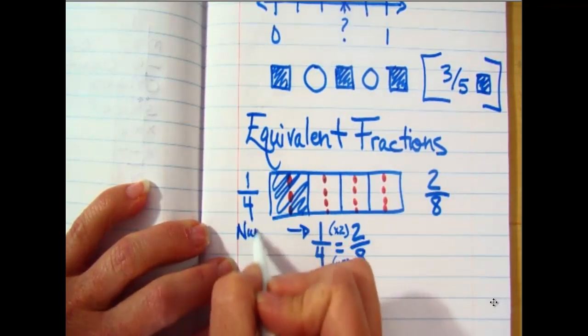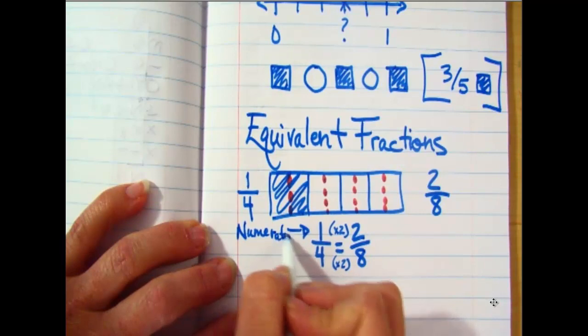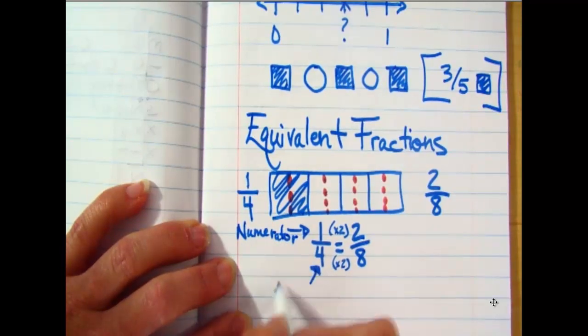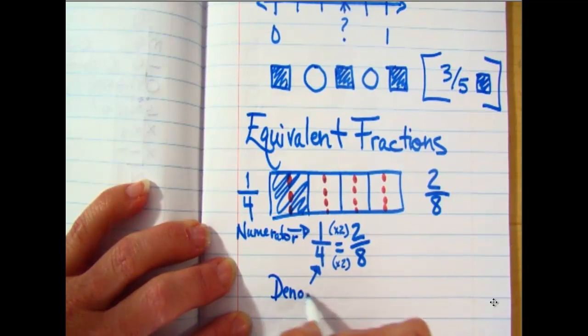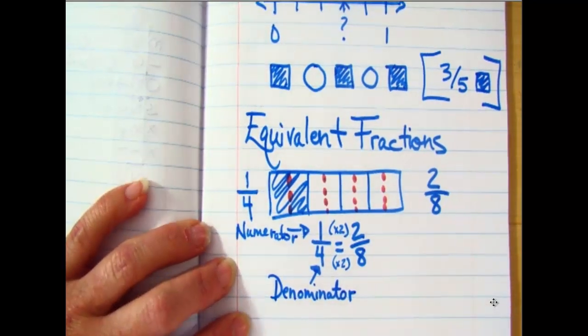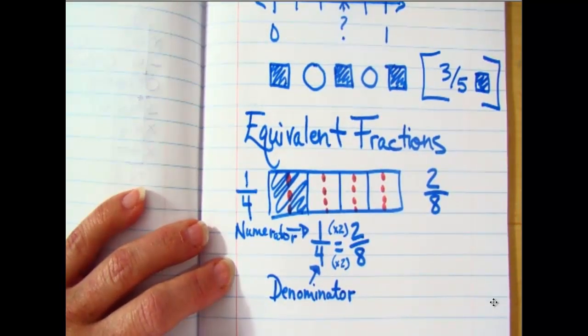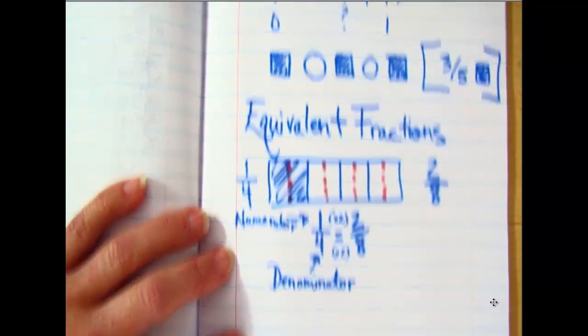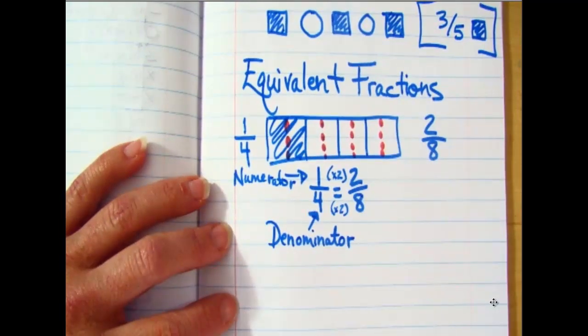Your top number is your numerator. Your bottom number is the denominator. And you need to know those terms. Give me a thumbs up if this is coming back to you. Question? Also, when I see fractions where the numerator is half of the denominator, it's just a half. Yeah.